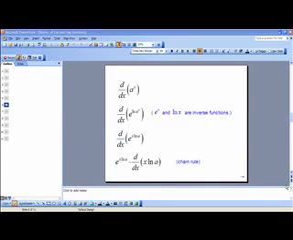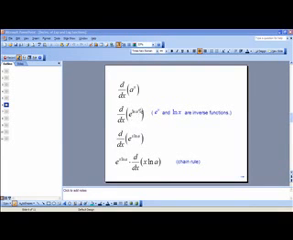This section is on integrals and derivatives of exponential functions and log functions of non-e bases. So if you want to take the derivative with respect to x of a to the x, the way to come up with the formula for this is to change a to the x into e to the ln a to the x, because the e and the ln are inverses.